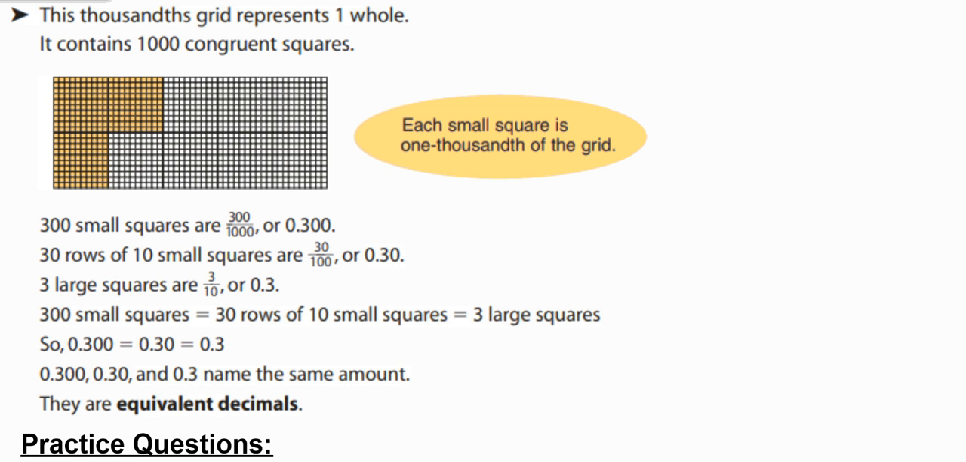Now, something that's important to remember is that 0.300 is the same as 0.30, which is the same as 0.3. Those zeros after our number don't actually change the value. So these are all considered equivalent decimals. And you'll see that word equivalent, which to us sounds like equal. And so it just means that they are equal. They have the same value.